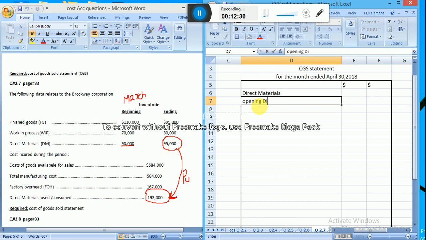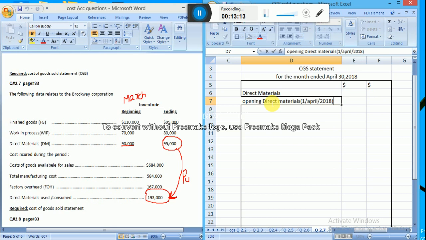Opening direct material, or beginning direct material. Opening direct material means on 1st of April 2018. Why? Look, our current month is April. We are going to prepare the cost of goods manufactured statement for the month of April.